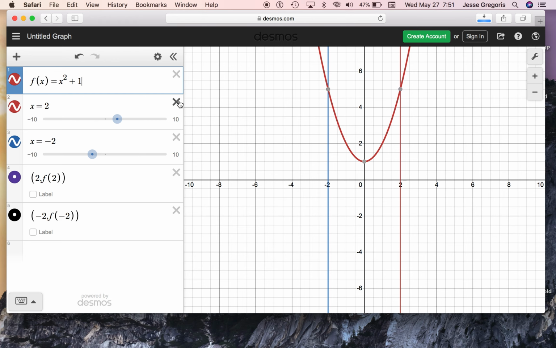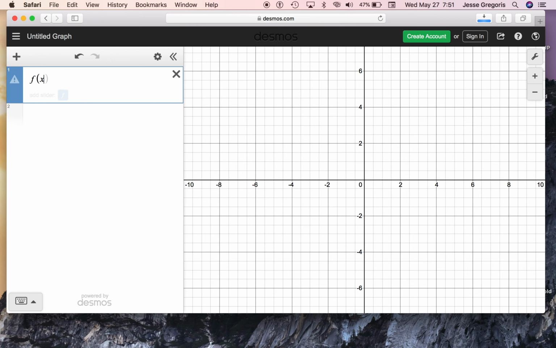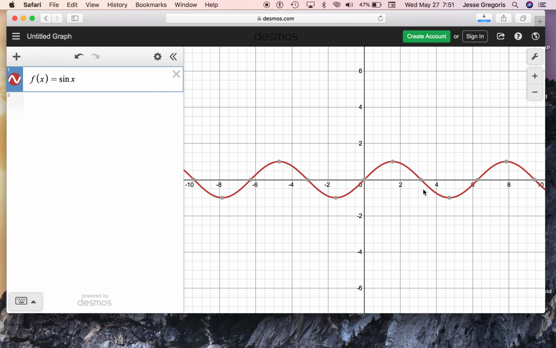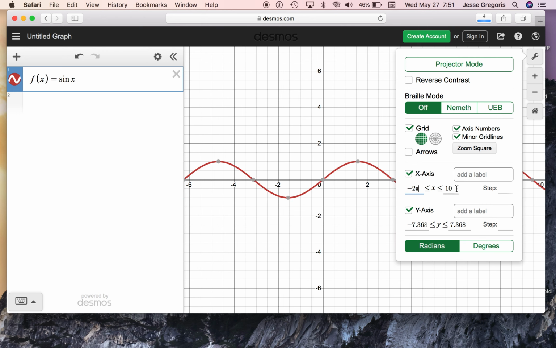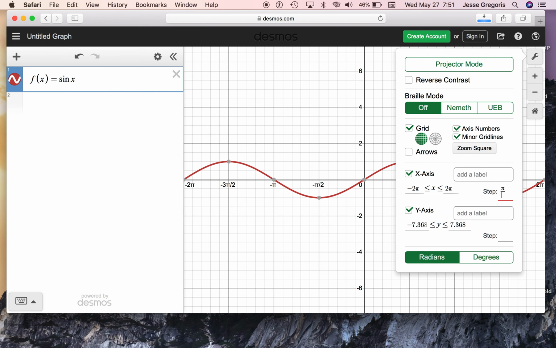So now I think we can take a look at some of our trig functions and ask whether they're even or odd. So let's define, I don't know, sine of x. Now, this isn't particularly a good axis. I prefer looking at an axis going from 0 to pi to 2 pi. So I'm going to change my x-axis scale from negative 2 pi to positive 2 pi. And I'll just change my step to pi by 4.